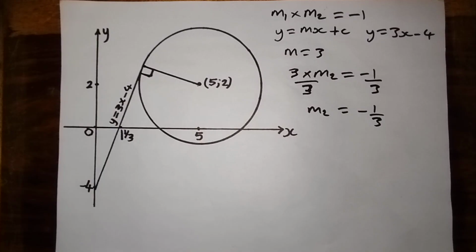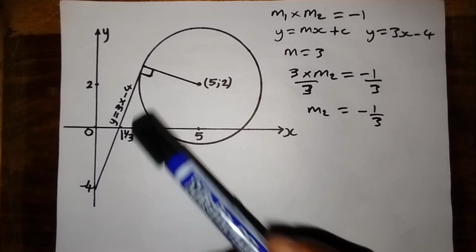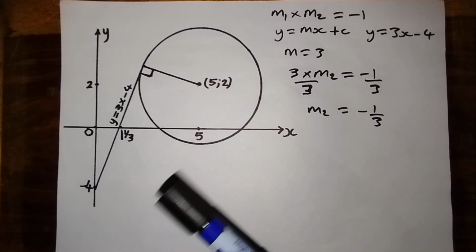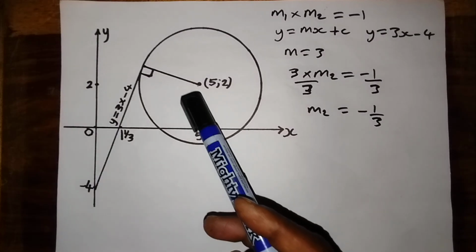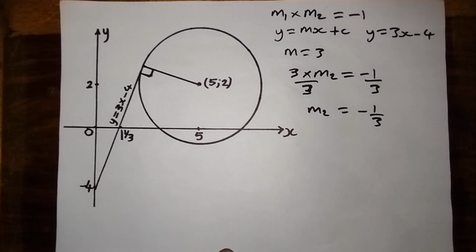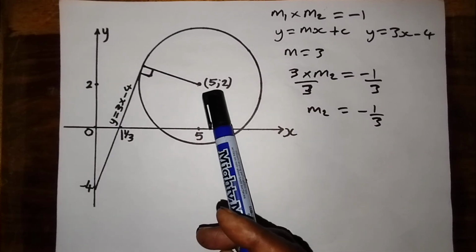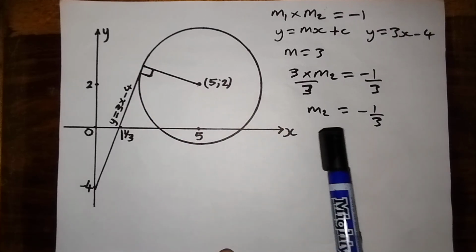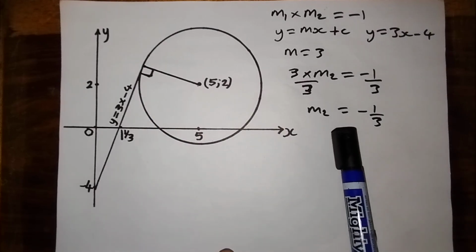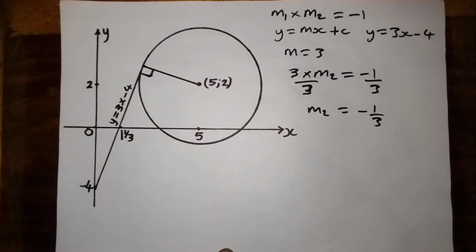So for us to find the length of the radius, first of all, we must find the equation of the radius and solve it simultaneously with the equation of the tangent. Okay, so for us to find the equation of the radius, we now have two important things here. We've got the coordinates of the point through which the radius passes, which is (5; 2), and also now we've got the gradient of the radius.